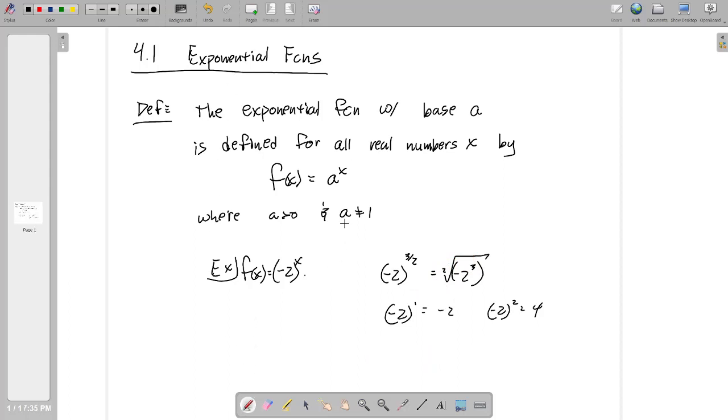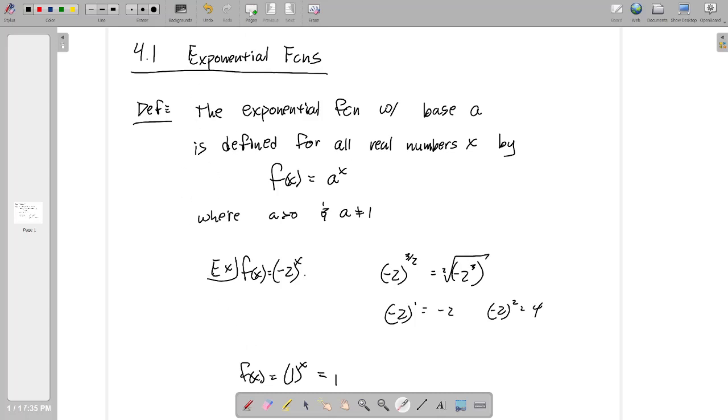The other condition, a is not equal to 1, is a bit different because a equals 1 is not really interesting. So suppose that we have the function f of x is equal to 1 to the x. Then no matter what x is, this is always equal to 1. So we would end up with just f of x is equal to 1. These two are the same. This is why we exclude any negative values. We exclude a equal to 1. And we also exclude 0 for the same reason as we exclude 1. It's also not interesting. 0 to any power other than 0 is equal to 0.